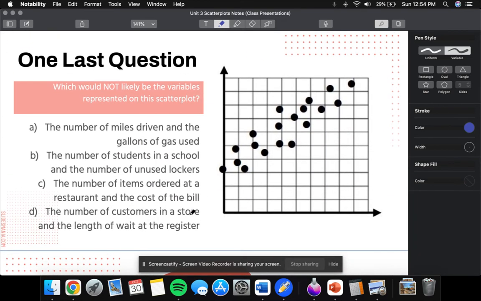All right, and then finally, we have one last question. We have a scatter plot with no real story. And the question is which would not likely be a variable to represent this scatter plot? So I want you guys to read through A, B, C, and D and select the choice that you think would not represent this scatter plot.